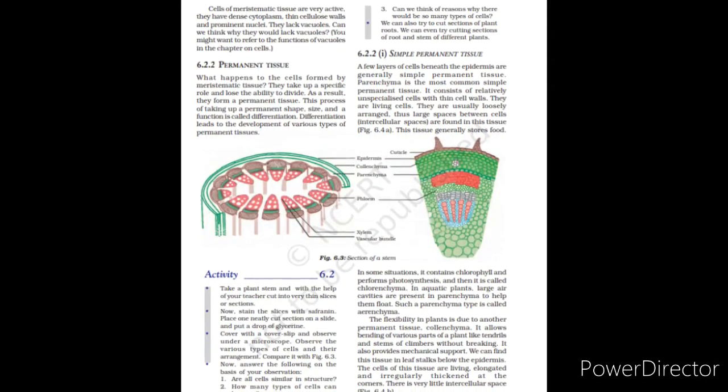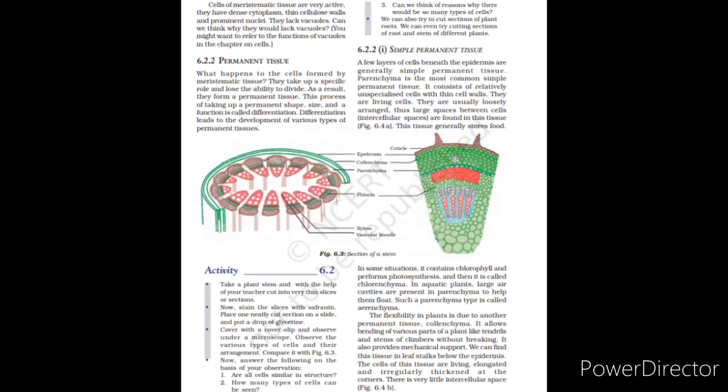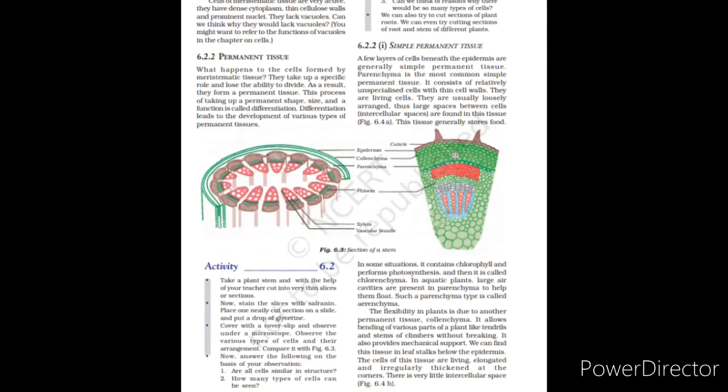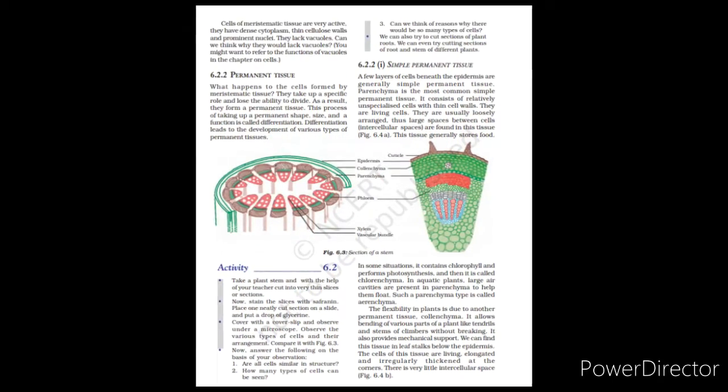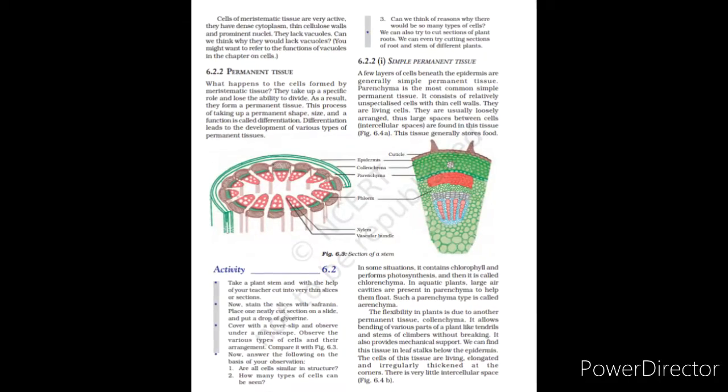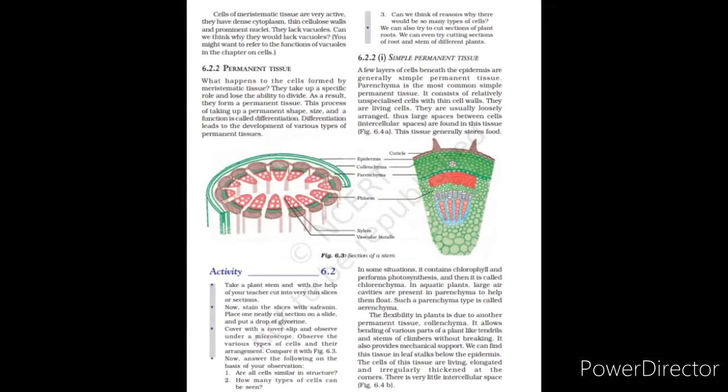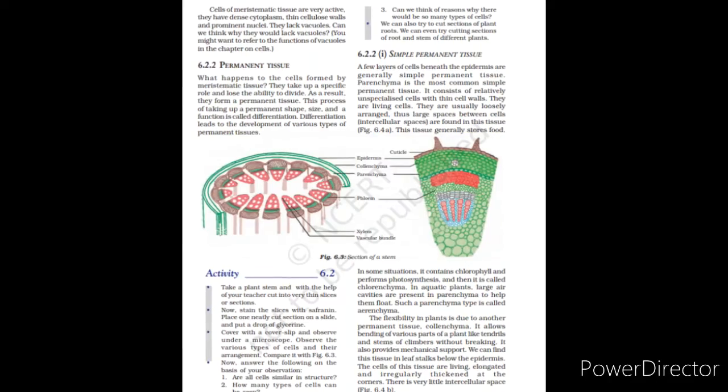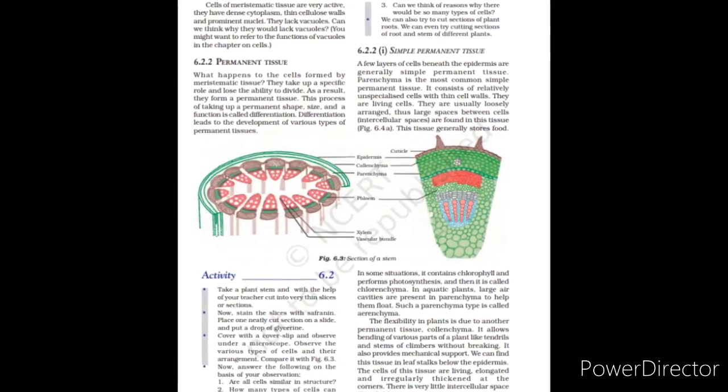Parenchyma is the most common simple permanent tissue. It consists of relatively unspecialized cells with thin cell walls. They are living cells. They are usually loosely arranged. Thus, large spaces are found in this tissue. This tissue generally stores food.